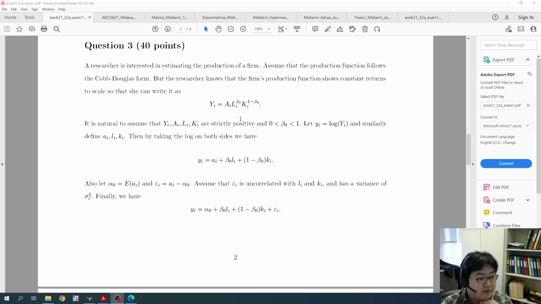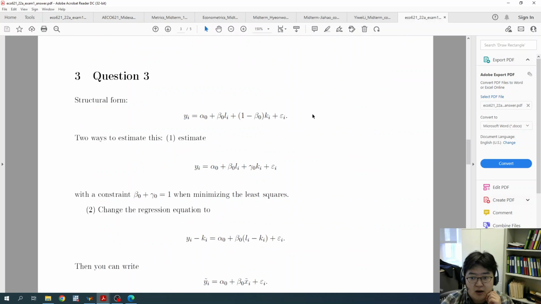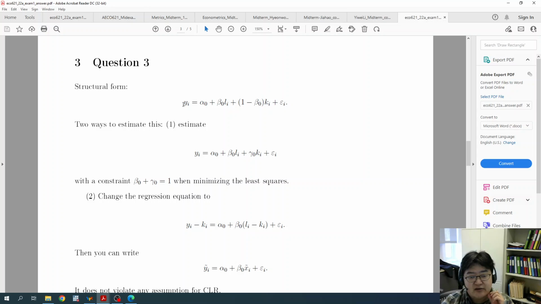So far you have to be familiar with what's going on, and you have in the end this regression equation. I'm going to call this the structural form equation. This is what the economic theory implies, but this is not convenient to implement.